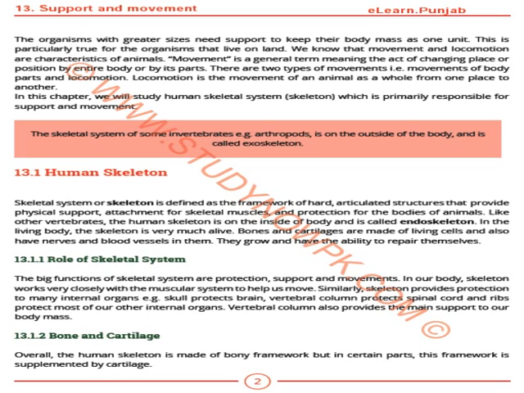The organisms which have greater size need to support their body mass as one unit, and we know that movement and locomotion is a very important characteristic, and this is done with the help of the skeleton. Locomotion is the movement of an animal from one place to another. So we are going to study about the skeleton in this chapter, which is responsible for the support and the movement, and again locomotion also.